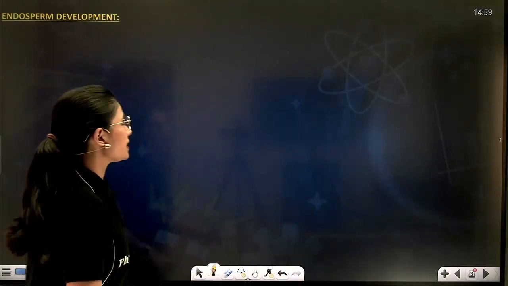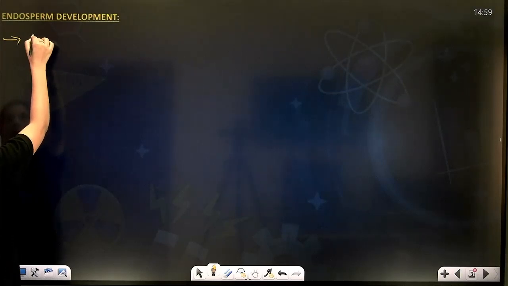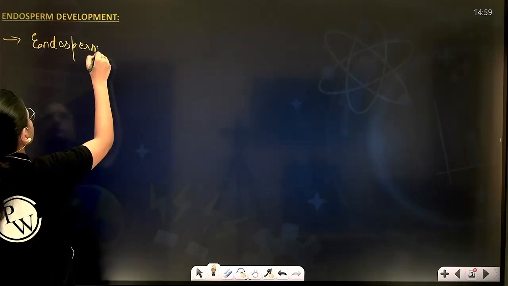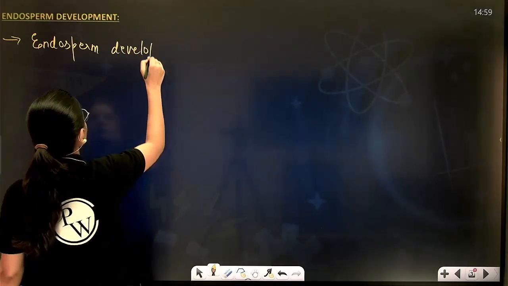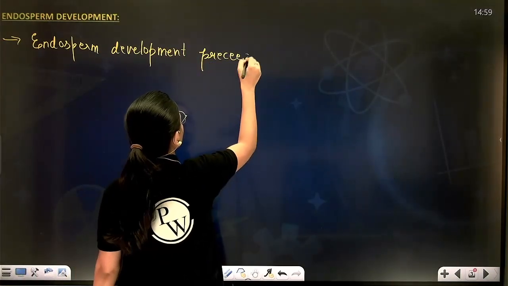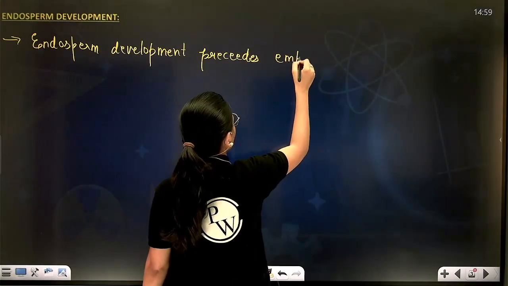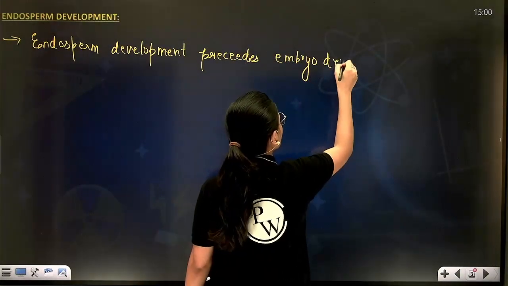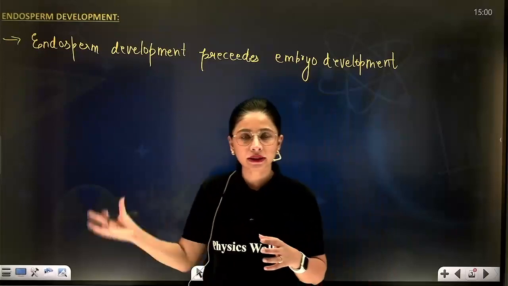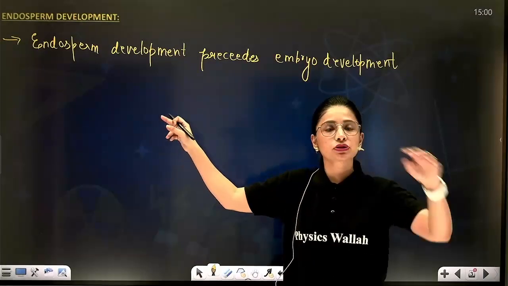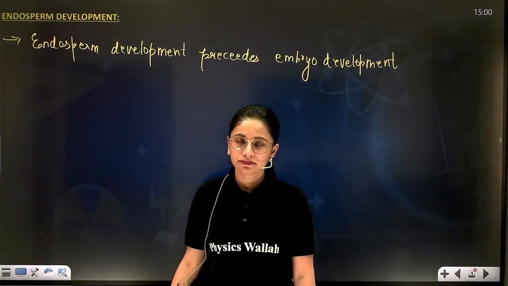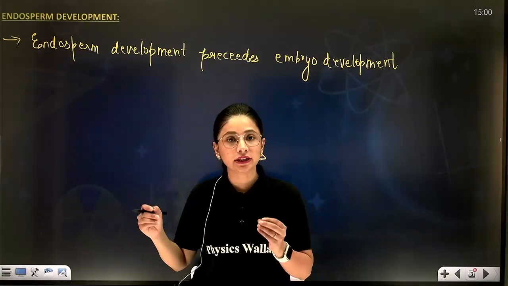So first line you are going to write is that endosperm development precedes embryo development. I hope you have understood this line. Precedes means to happen before. So first endosperm is going to develop, and then the embryo is going to develop, because endosperm is actually a nutritive tissue.